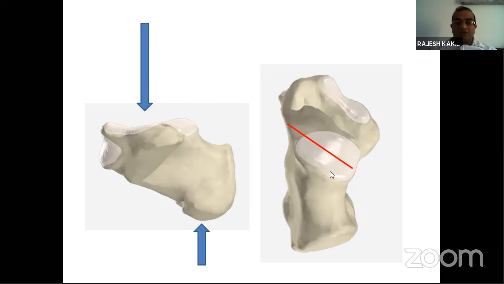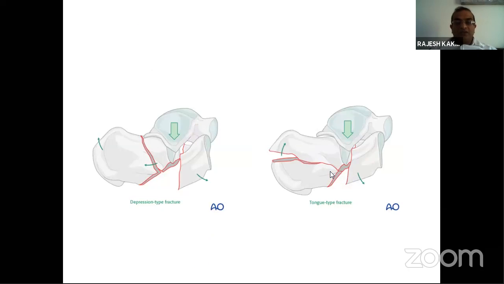Now, depending on the intensity of that injury or the energy involved, you can get secondary fracture lines, which in a joint depression type of fracture would exit just posterior to the subtalar joint, the subtalar facet, but in front of the tendo Achilles attachment. The other type of fracture commonly is the tongue depression type of fracture, where you can have avulsion of the calcaneal tuberosity.